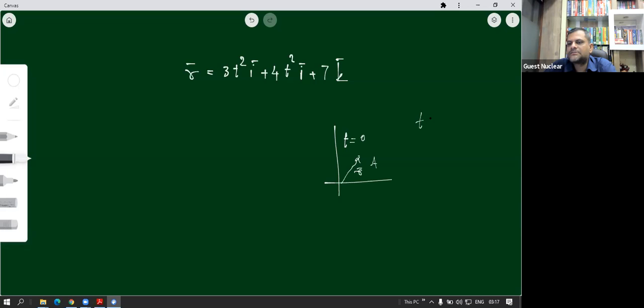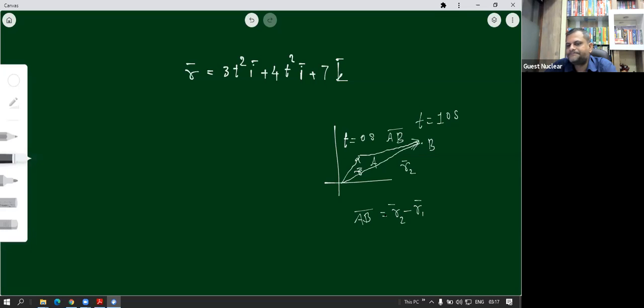And when time t equal to 10 seconds, where will it go after 10 seconds? We have to find that out as well. Suppose it is at the point B here. Then we also have to draw the position vector of B, which we will call r2 bar. This is r2 bar here, and then we have to find the displacement vector joining points A and B, denoted by AB bar, and this AB bar will be equal to r2 bar minus r1 bar.